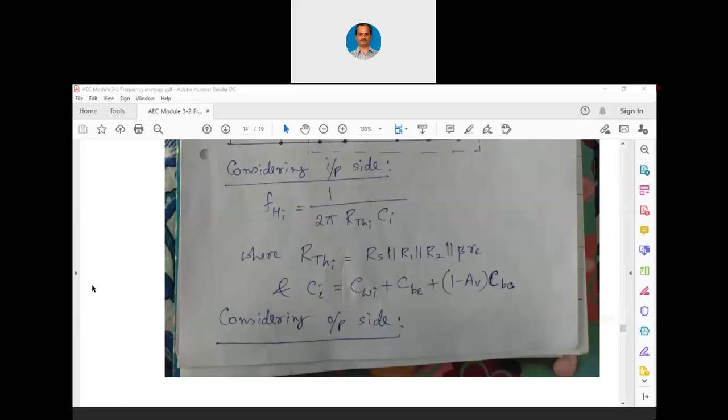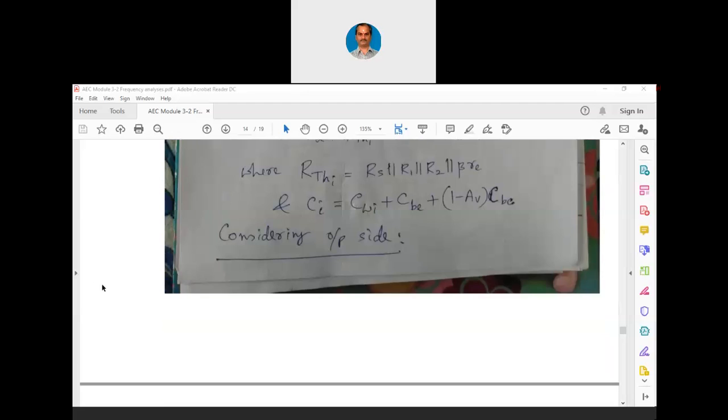Why? For a BJT we can ignore it, but for a JFET we will not be able to ignore it. That is why let us retain that (1 minus Av) as it is, and later on also let us retain that (1 minus 1 by Av) as it is. So this is considering the input side. Let us move on to the output side now.